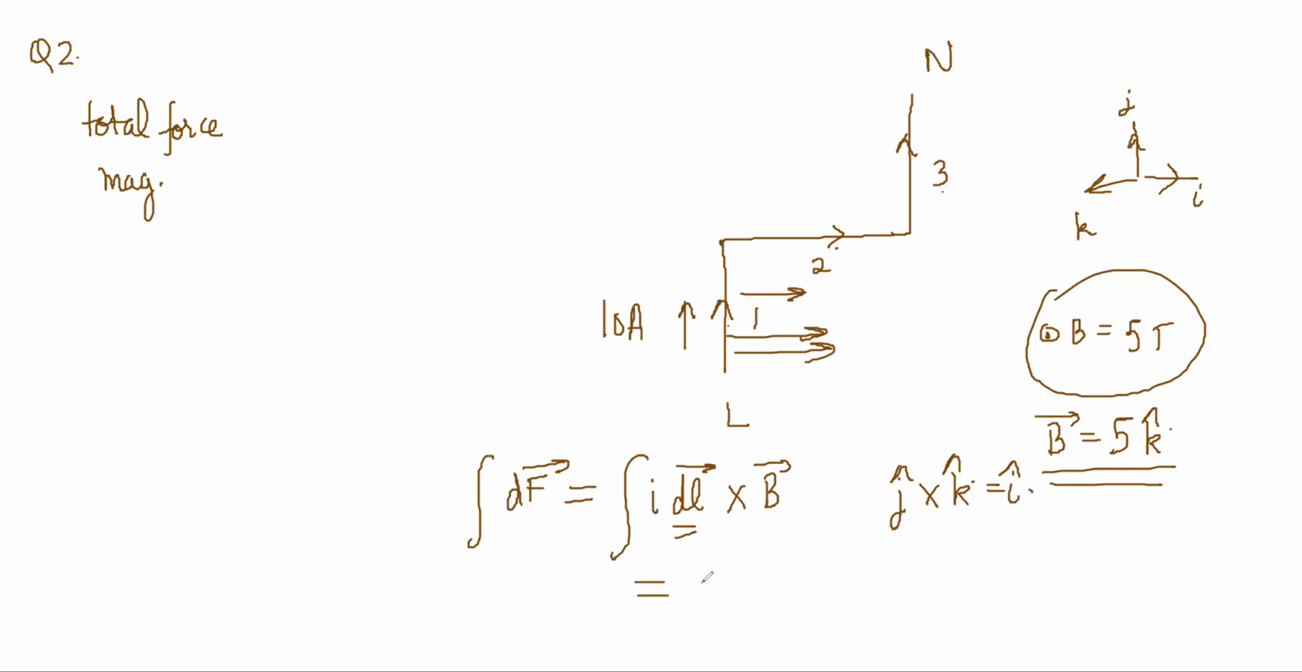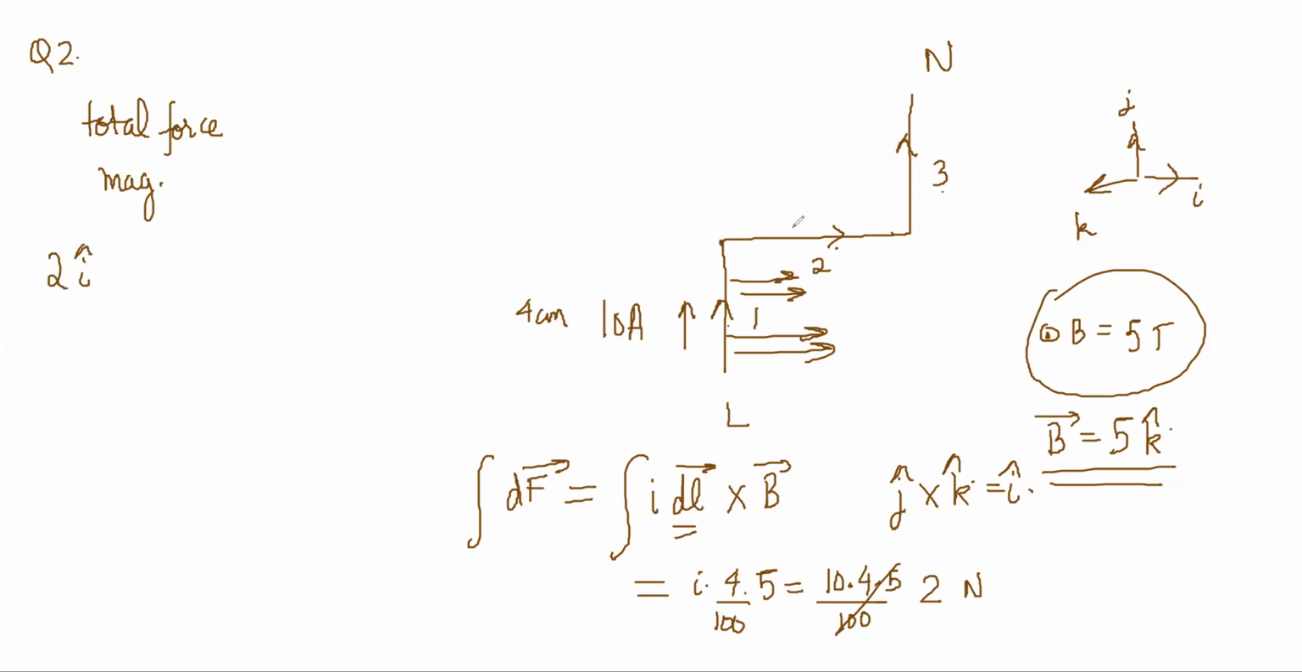So lengths and all are given, no? How much is the length? 4 centimeter. 4 centimeter in each section. The middle part is 6 centimeter. So this is 4 centimeter. So I into 4 by 100 into B is 5 and I is 10. 10 into 4 into 5 by 100. So this becomes 2 Newton in this direction. This is the force on this. Now, basically I should write it as vector force. 2 i cap is the force, first one, right?